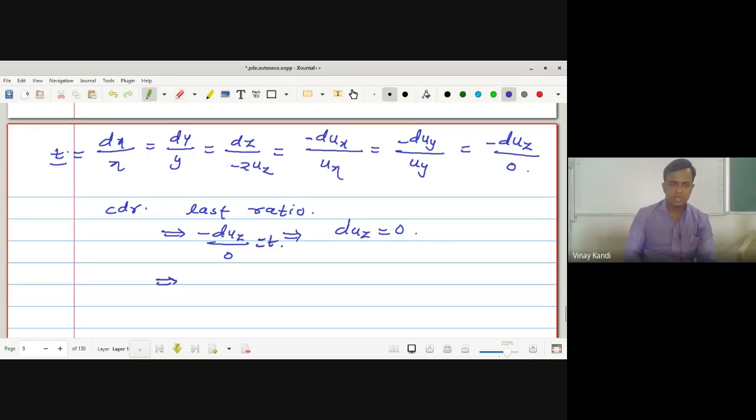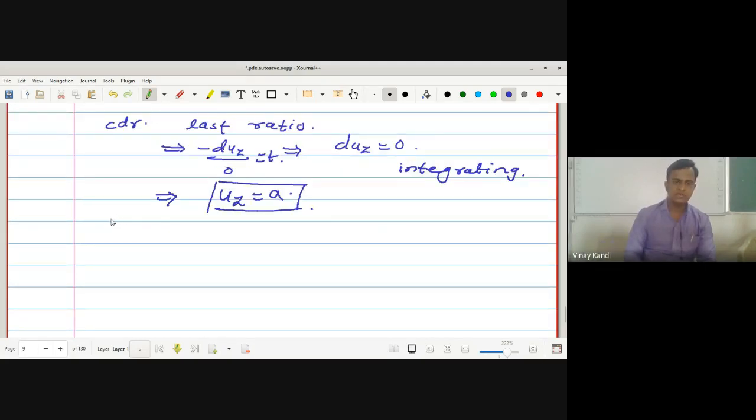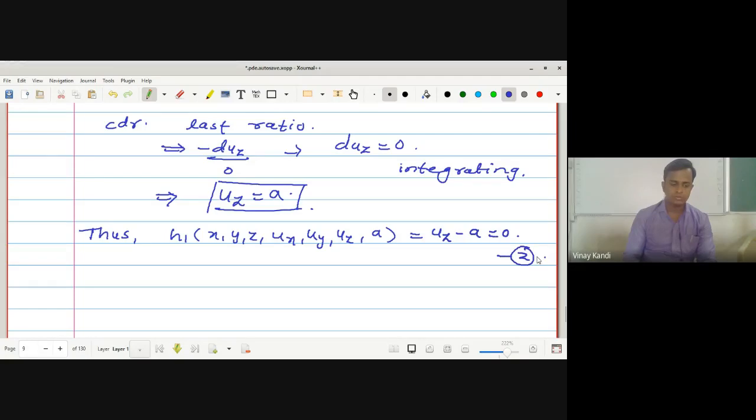Okay, so which implies integrating we get uz is equal to a. Okay, thus we get the first partial differential equation h1. Thus the h1 of x y z ux uy uz and a, okay, which is equal to uz minus a is equal to 0. So this is the equation number 2.